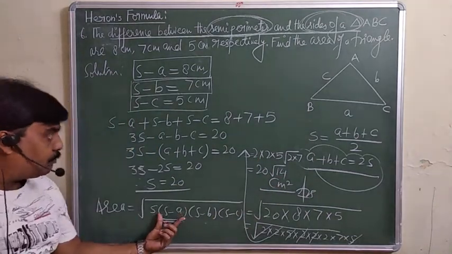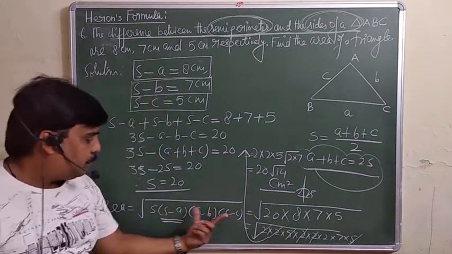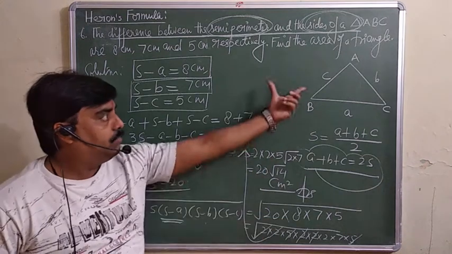Simple. You know this is S minus A. This is already given. Just write this formula. S minus A is given. S minus B, S minus C. Put these values. Solve it. You will get the area of this one. Have a look.